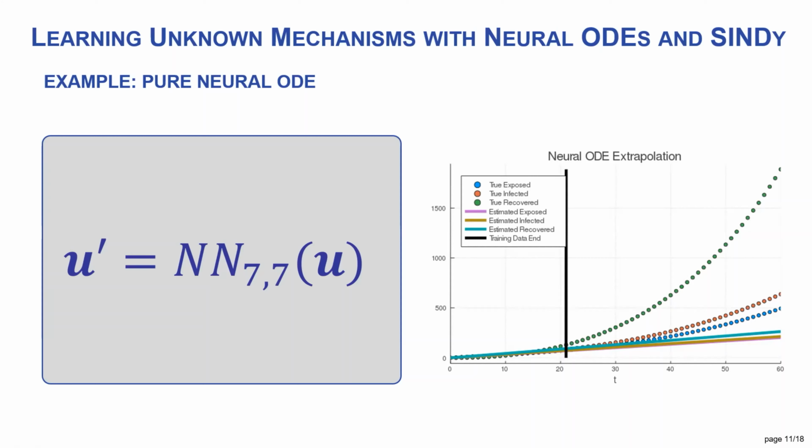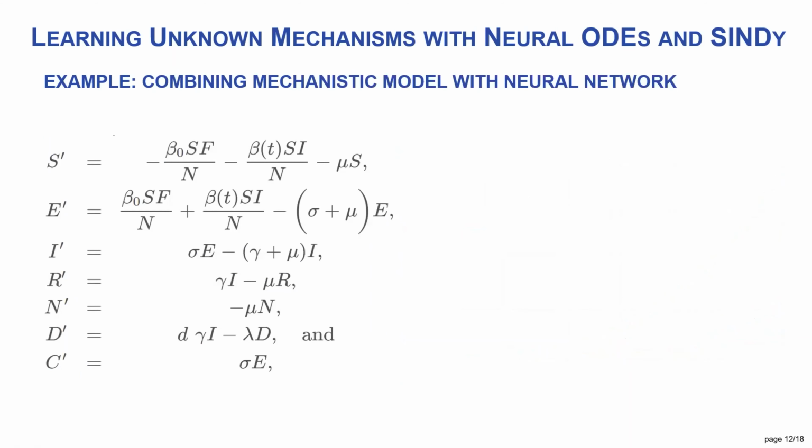But we can say, okay, why do we actually have to try to approximate the whole system with a neural network if it's just one term that we are unsure about? So we can say, okay, we just replace one term with a neural network. And for that, we can use a smaller neural network, which is less flexible and might extrapolate better. So what we've done here is our neural network has just one output node that describes the time derivative of our susceptible people.